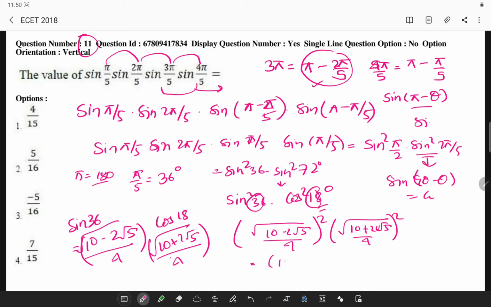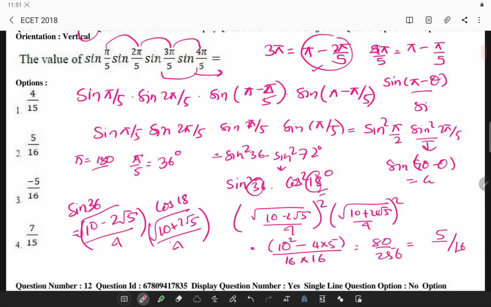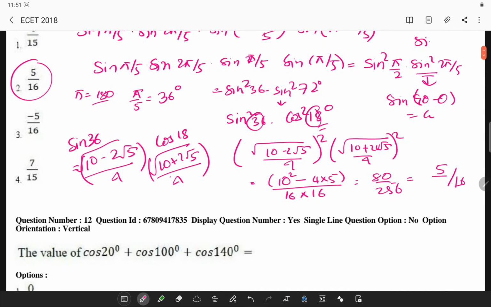So I'll be left with (10 minus 4) into 5 divided by 16 into 16. So this is 10 square. So I'll be left with 80 by 256, and I can simplify to write it as 5 by 16. So the answer is this.